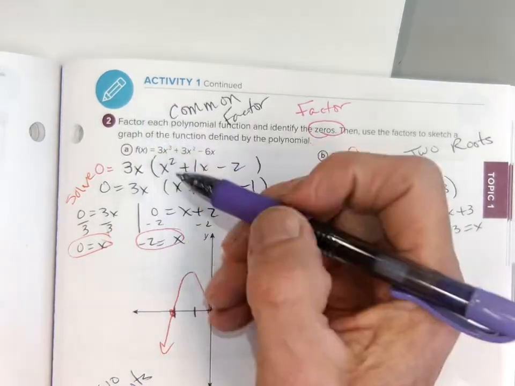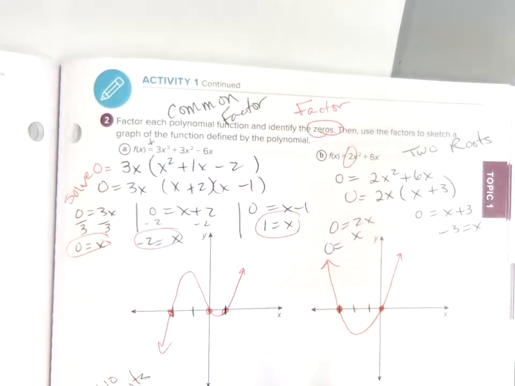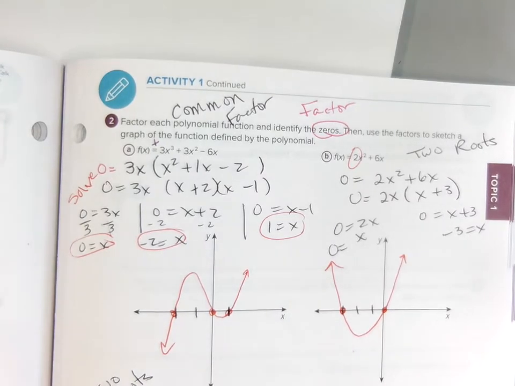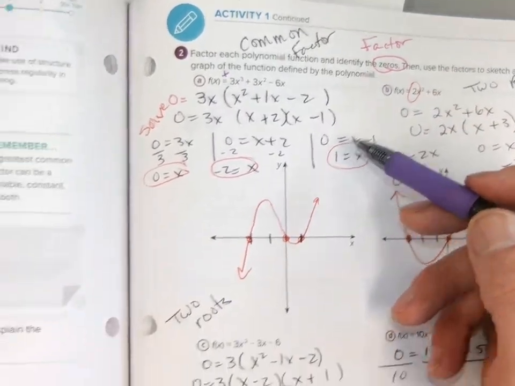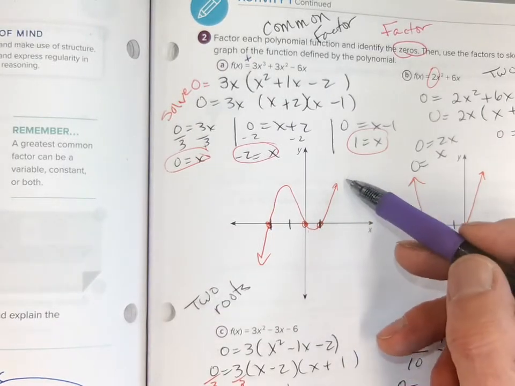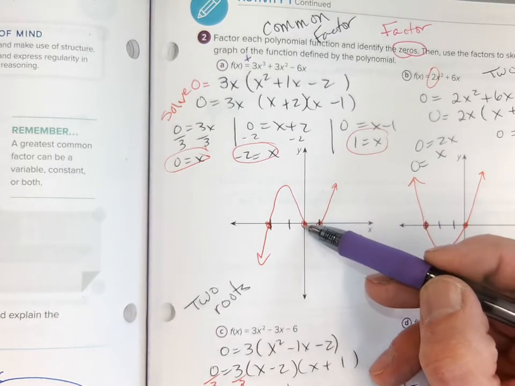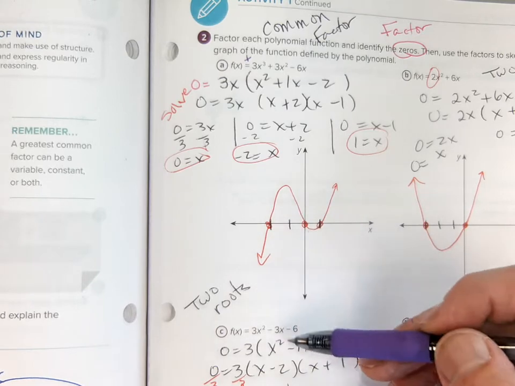Again, end behavior, because it's a positive 3x squared, we will then graph it, knowing that we finish towards infinity. So we have our zeros. It has to look like this, through one root, through the other root, and then down. Okay?